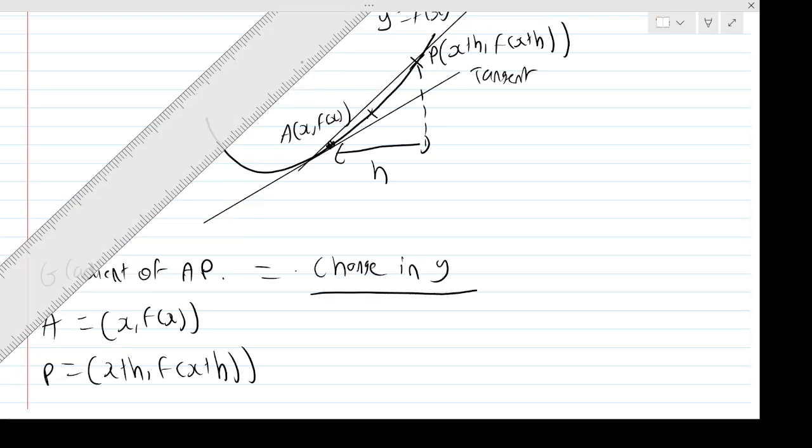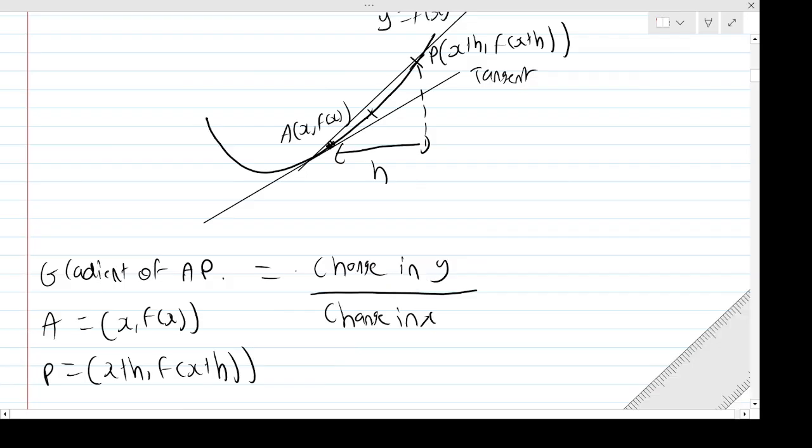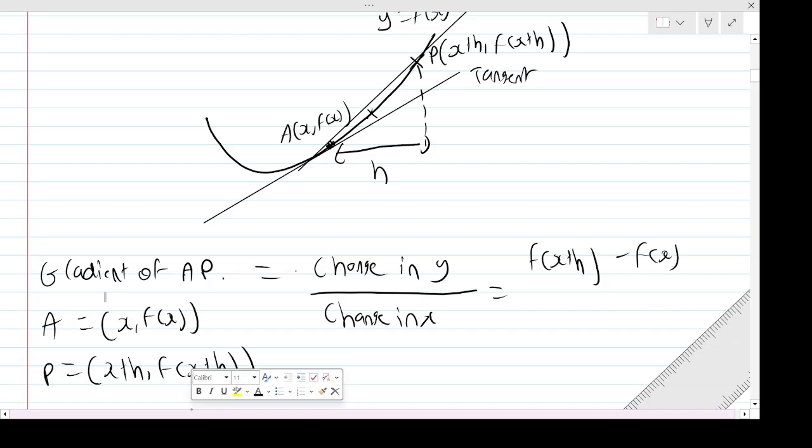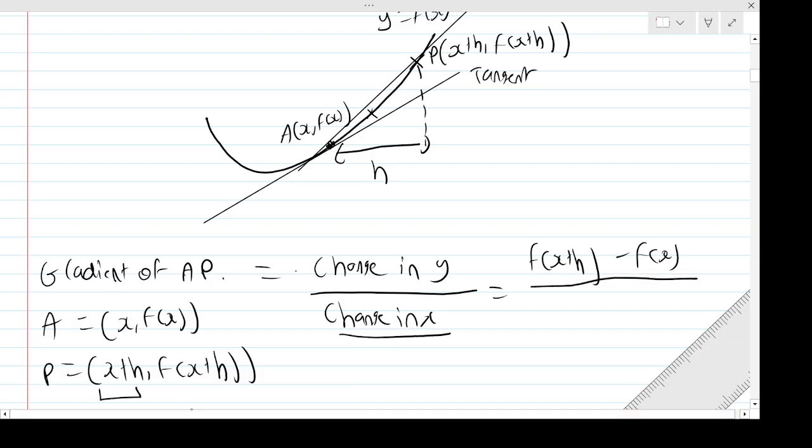Remember, because it's a straight line, the gradient is just the change in y over the change in x. Well, the change in the y coordinates first. At P, it's f of x plus h. That's my y value at P. Take away the y value at A, which is just f of x. And then I'm going to do the same for x. The change in x values: at P, the input is x plus h, and then subtract x for A.